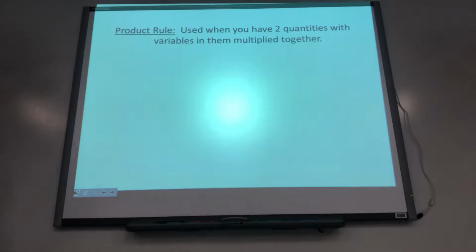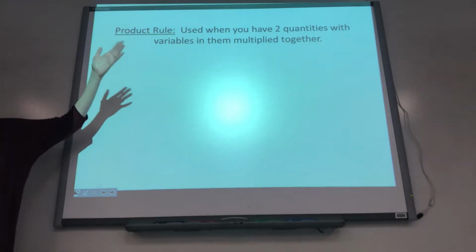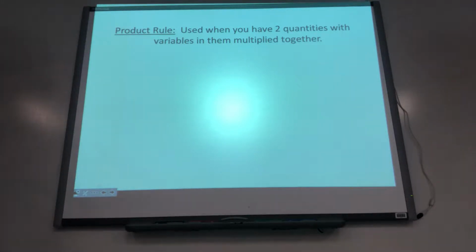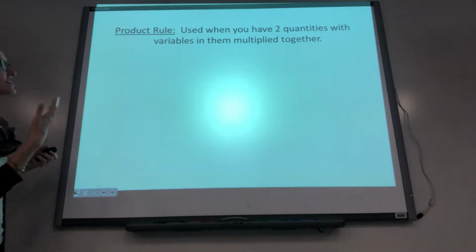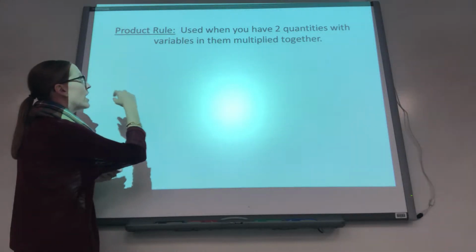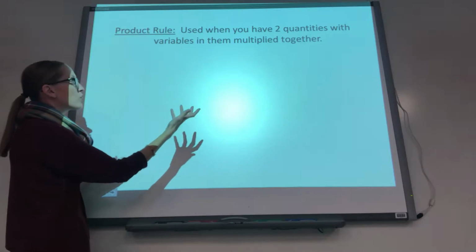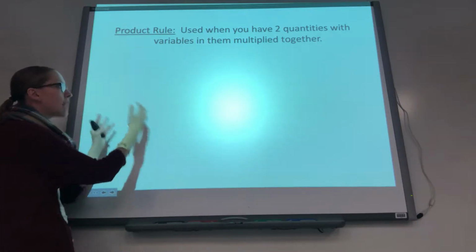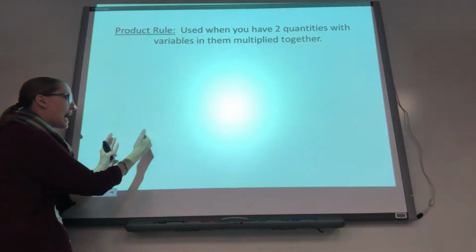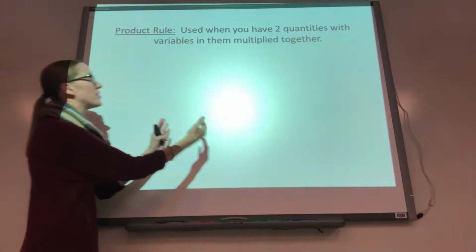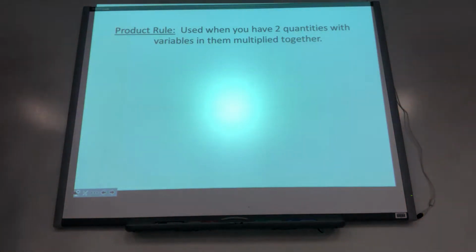I put in general the part about with variables. Most of the time it'll be X, but we know other times it might be something else. So typically, if it's X's that you're working with, you'll use the product rule when you have something with X times another something with X. X is usually what we use, but again, it could change, you never know.